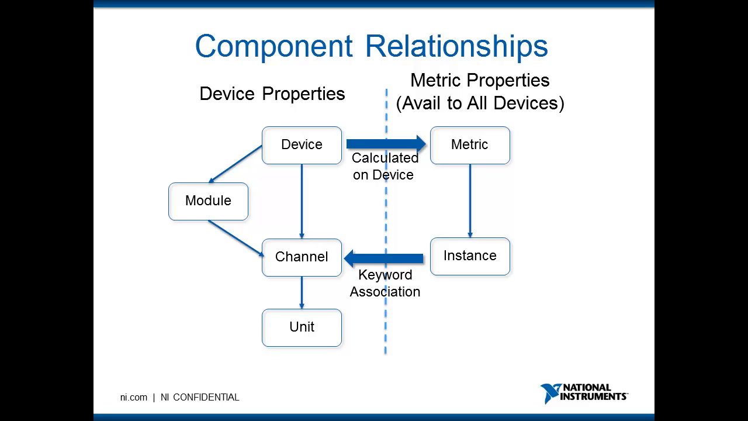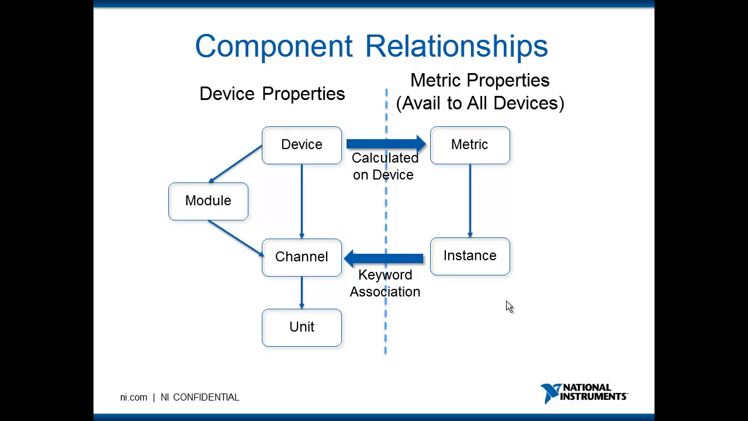We also made the comment that device definitions are not monolithic. They have been broken up into components to make their definitions more modular and to encourage reuse. So this diagram here shows the 6 components within a complete device definition and their relationships. We have the device component, the module component, the channel component, the unit component, then the metric component, and the metric instance component.